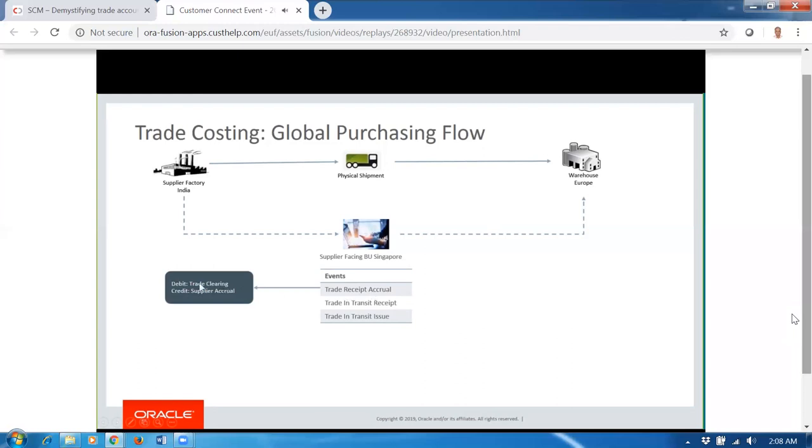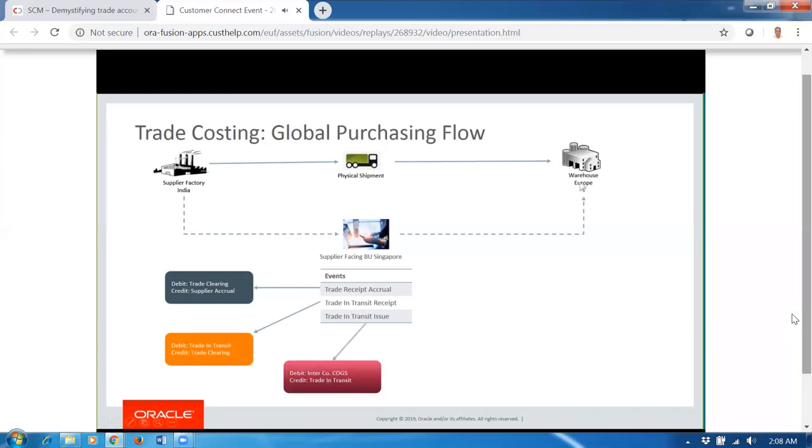What we do on TRA is create a supplier accrual. This accrual gets recorded based upon your ownership change in the financial orchestration. So it could be when the receipt is actually created in Europe or an invoice is sent to the Singapore BU. It would create a trade clearing account on the debit side and a supplier accrual. And when the logical delivery is recorded, you would knock out the trade clearing and then move the value to the balance sheet on the trade in transit.